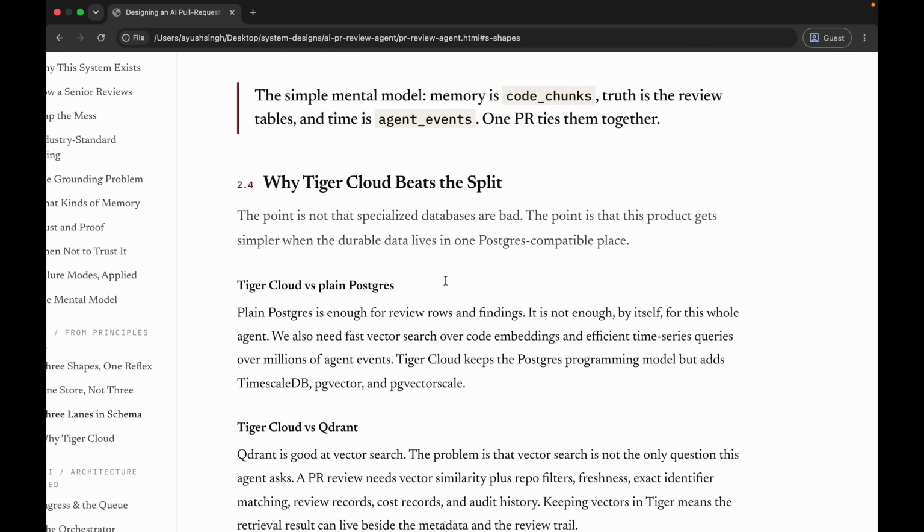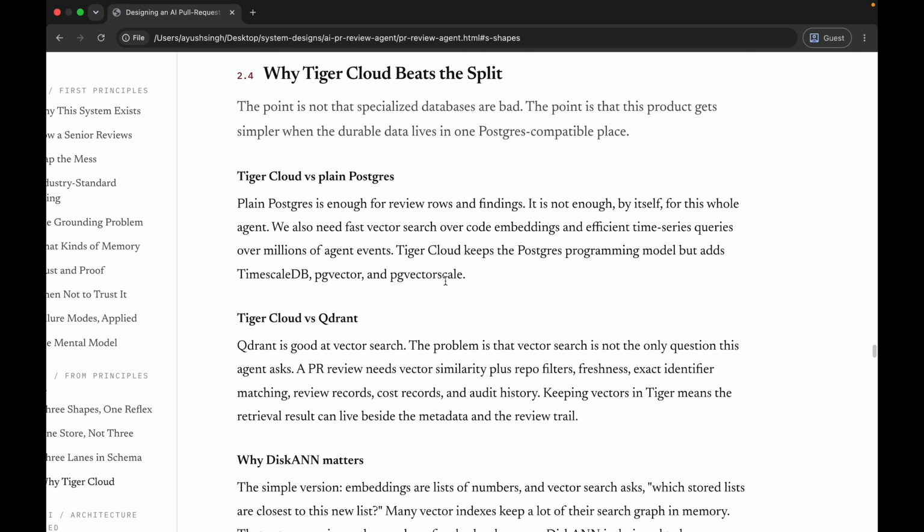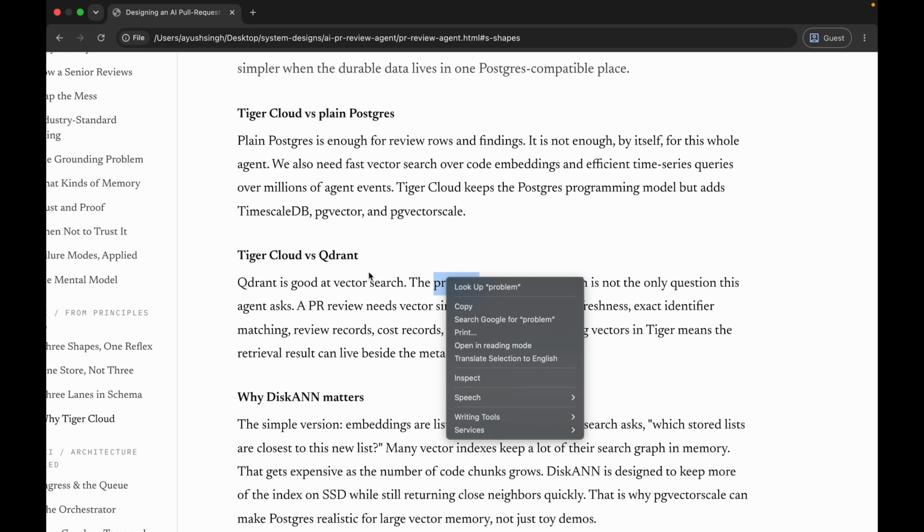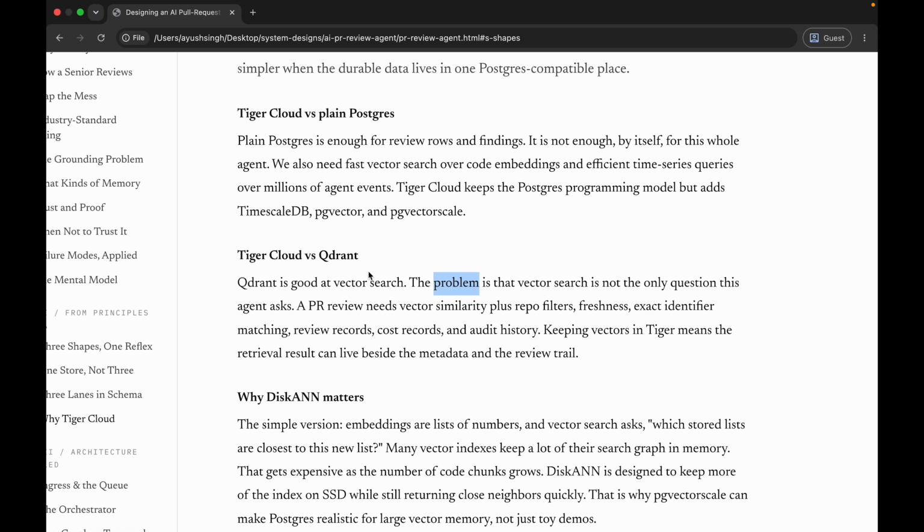But now I want to talk about why we are using Tiger Cloud. Instead of plain Postgres, if we were just about to store reviews, review runs and findings, we could quickly use Postgres. But we also need a fast vector search over code embeddings and efficient time series queries over millions of agent events. Tiger Cloud keeps the Postgres programming model, but adds extensions such as TimescaleDB, pgvector, and pgvectorscale that help you be efficient with time series and do fast vector search in general. And that's why we are using this.